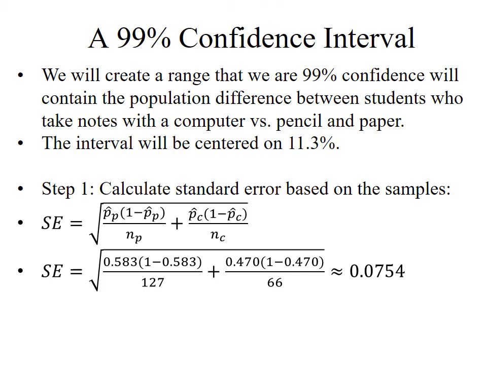This interval will be centered on our best guess. That's 11.3%, the difference we got between our two samples. And then we've got to put a margin of error on that. We're going to add and subtract something to the 11.3% to account for the uncertainty that comes from these random samples. Step 1, we calculate the standard error based on the samples, and notice that this is a different standard error expression. We calculate standard error in a different way if we're going to do a hypothesis test versus if we're going to make a confidence interval, because the hypothesis test is based on the assumption there is no difference, so we lump all the data together into one pool and do our pooled standard error estimate.